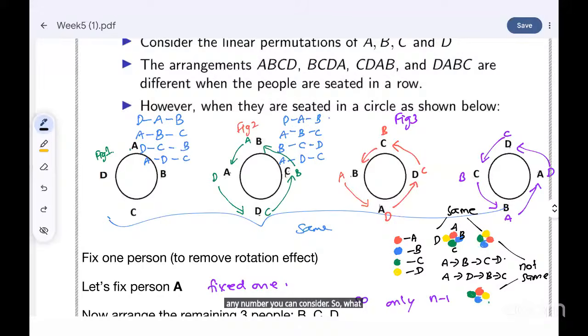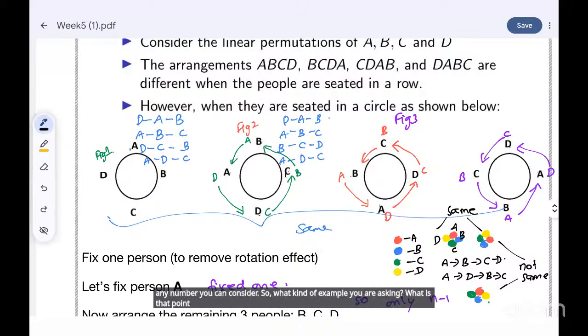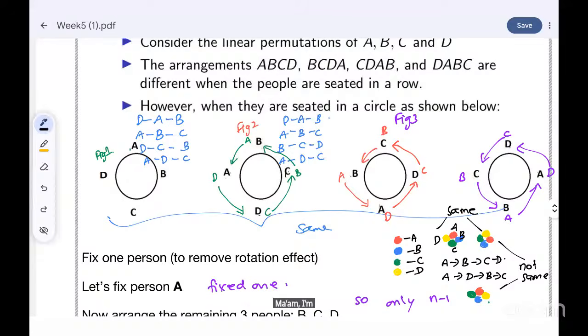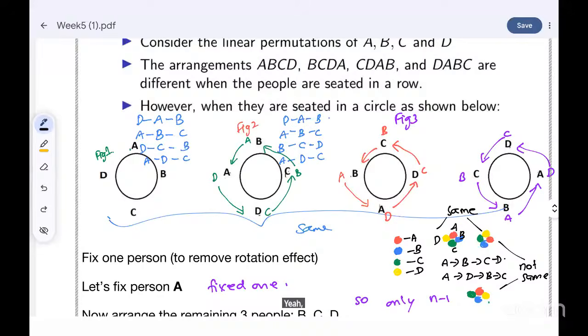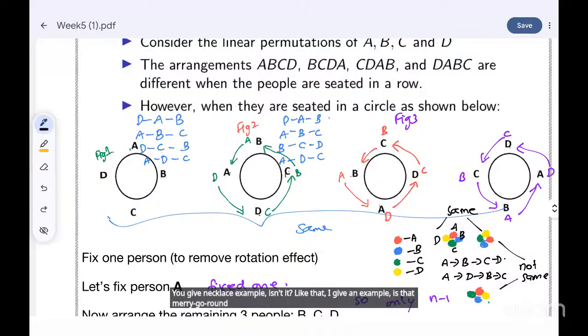So what kind of example are you asking? What is the point you want to understand? Based on that, I'll try. Ma'am, I'm telling one real world example for this. That's what I'm asking, an example to understand which particular part. Based on that, I will try to give an example, because I have already given an example. So what are you expecting? I don't understand. Yeah, maybe I can give an example. You gave the necklace example, isn't it? Like that, I give one example. The merry-go-round game is the best example I am telling.